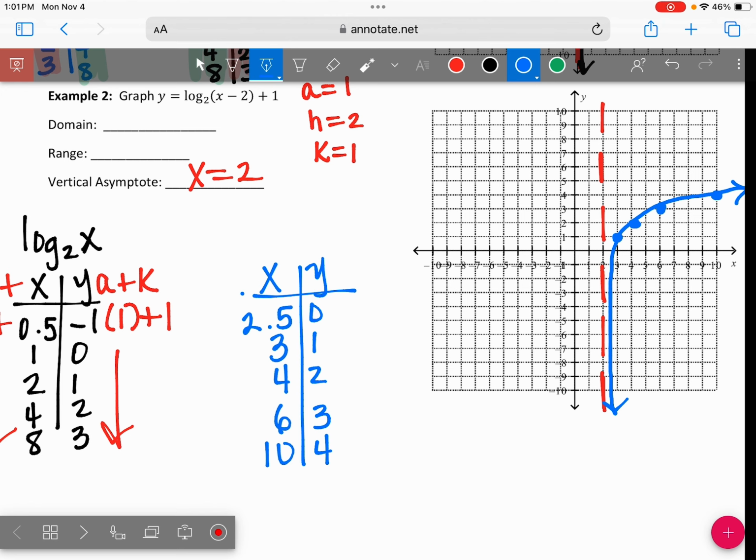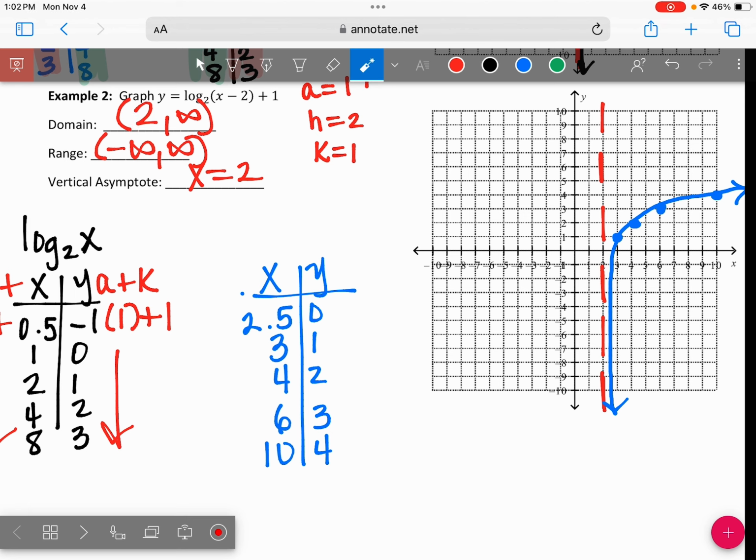So again, we know our range because that never changes. And because of the wall, our domain will start at 2 and go to infinity. I also want you to notice that I did not put a bracket. It will never actually equal 2. It's just going to approach 2. And that is it. Any questions so far?